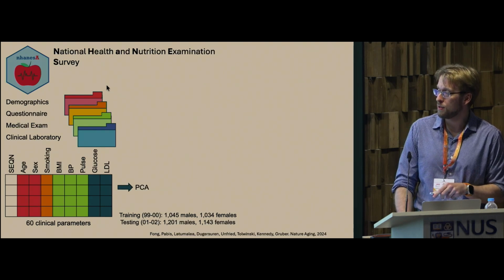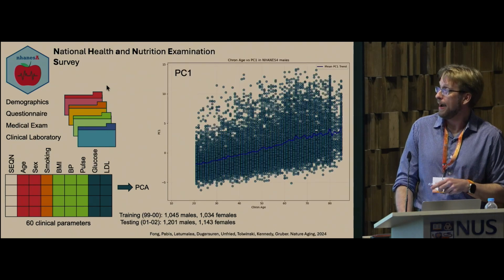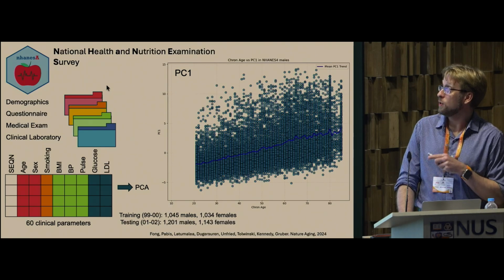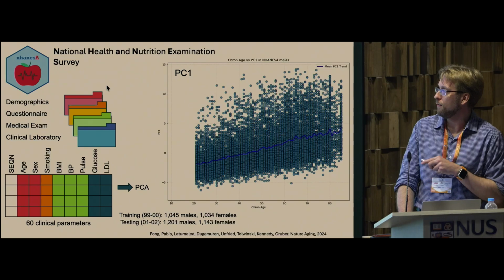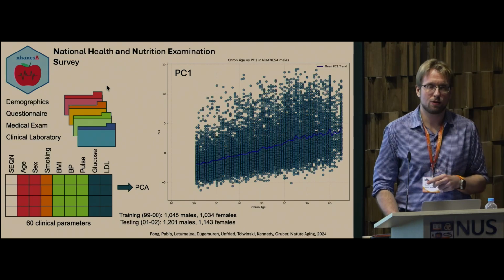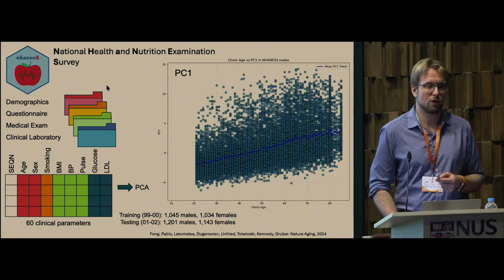Then we did the PCA, so we reduced this high dimensional space into a lower dimensional space. For instance, PC1, as you can see here, this is age and this is PC1. It does exactly what you expect. There's more variance, people become more dissimilar from each other, and it increases with age. So that's something that you would expect from an aging pattern.